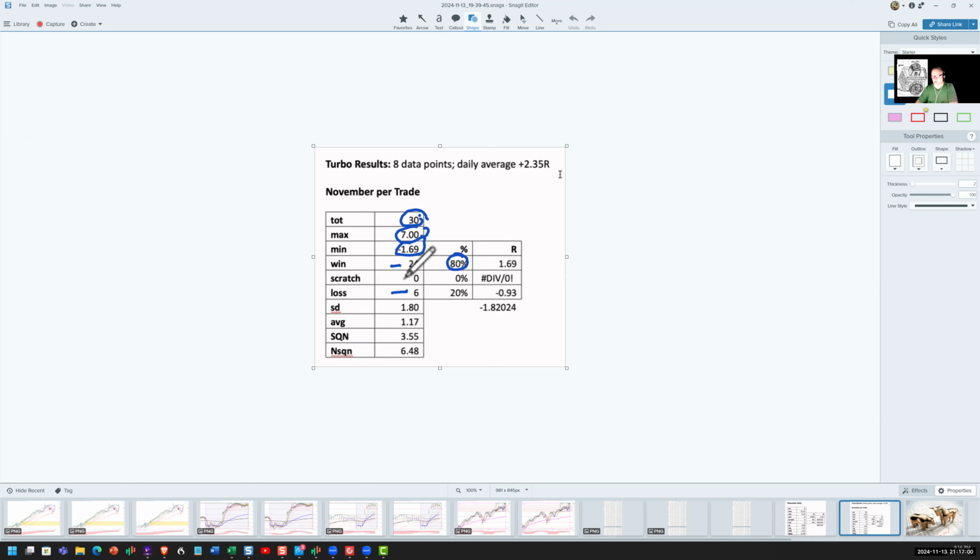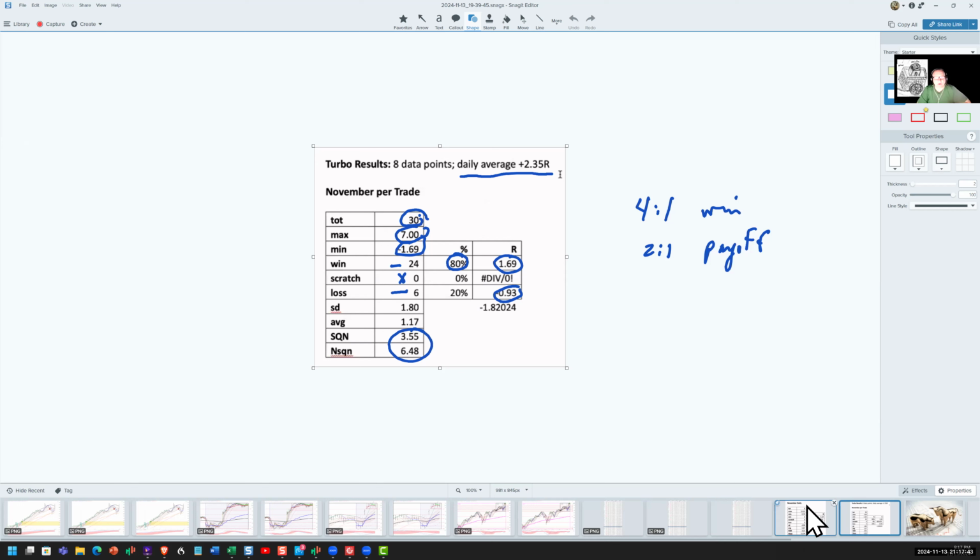There's no scratches. The average win is 1.69. The average loss is minus 0.9. So that's a 4-to-1 win rate, and then just under 2-to-1 on the payoff. So we'll take that. It's got a pretty good system quality number and NSQN. Now, what's interesting, the daily average win, the net for the daily, is 2.3.